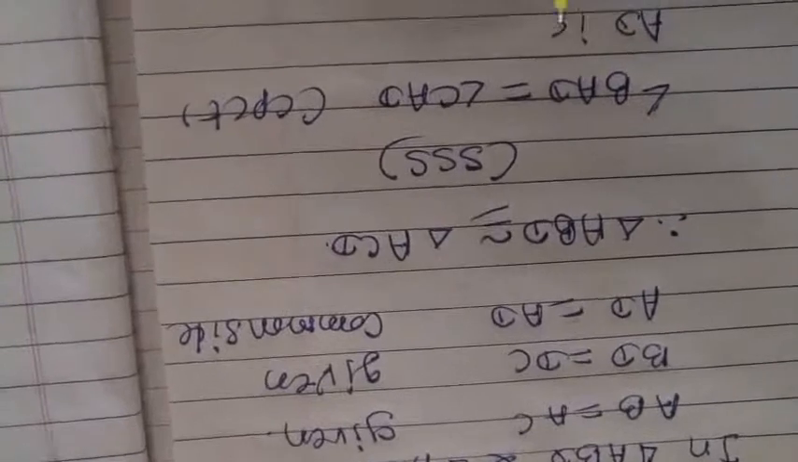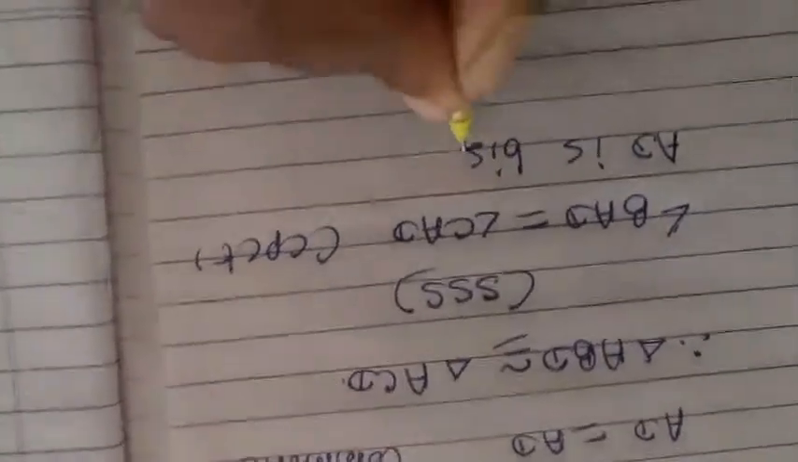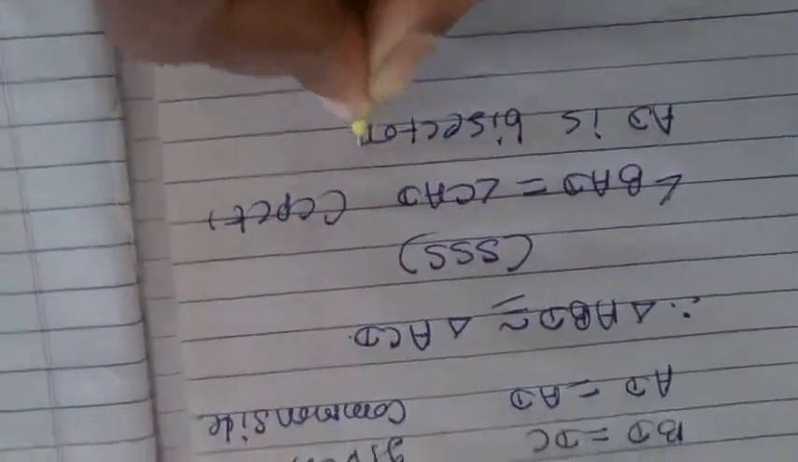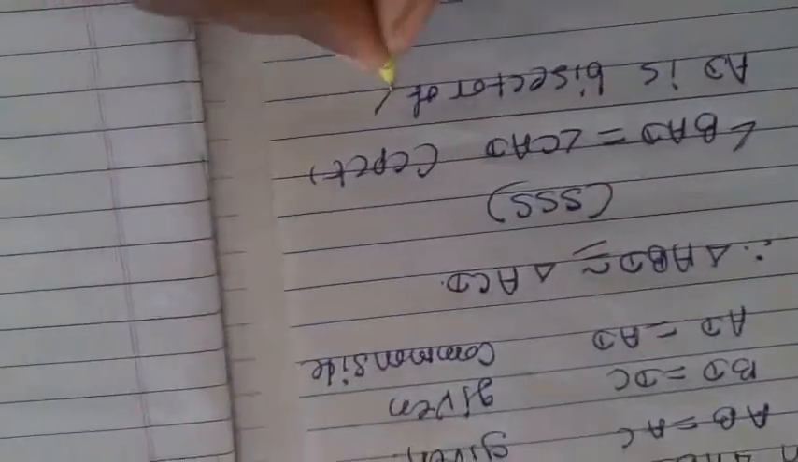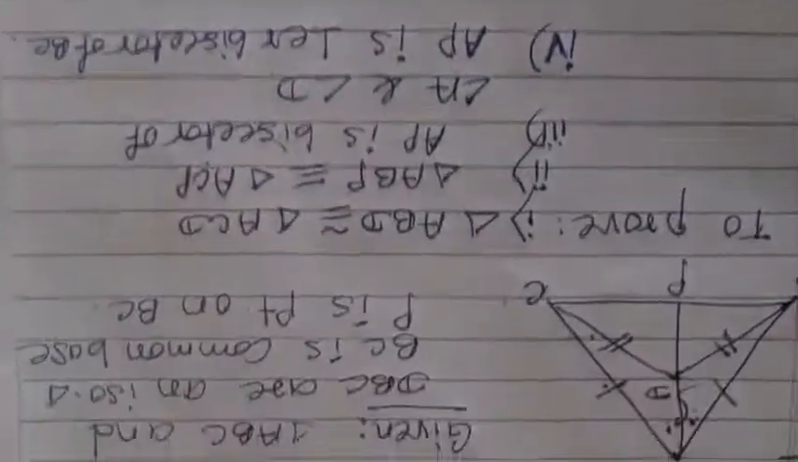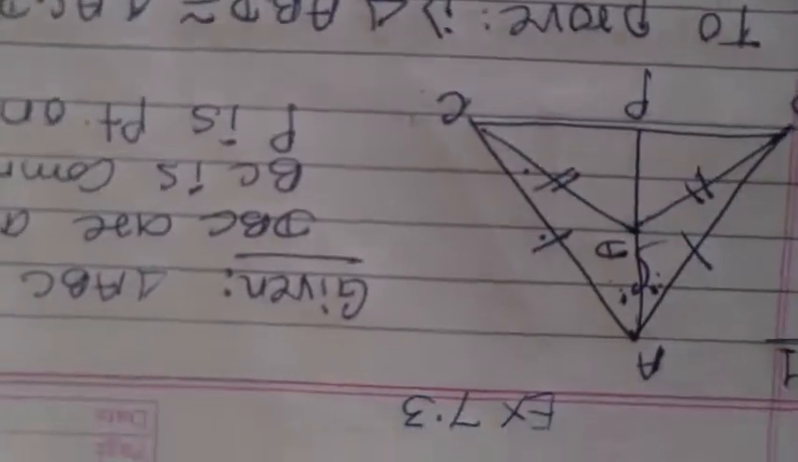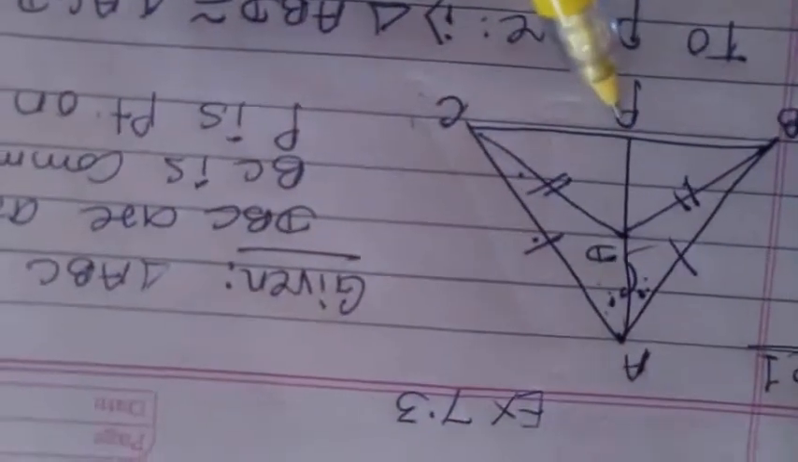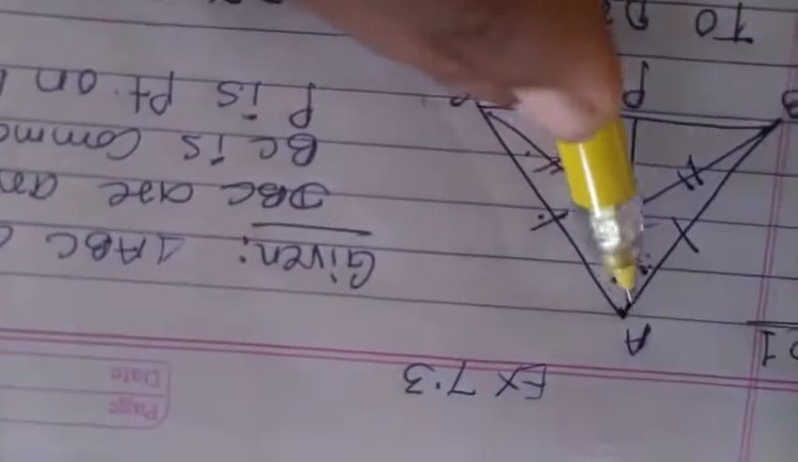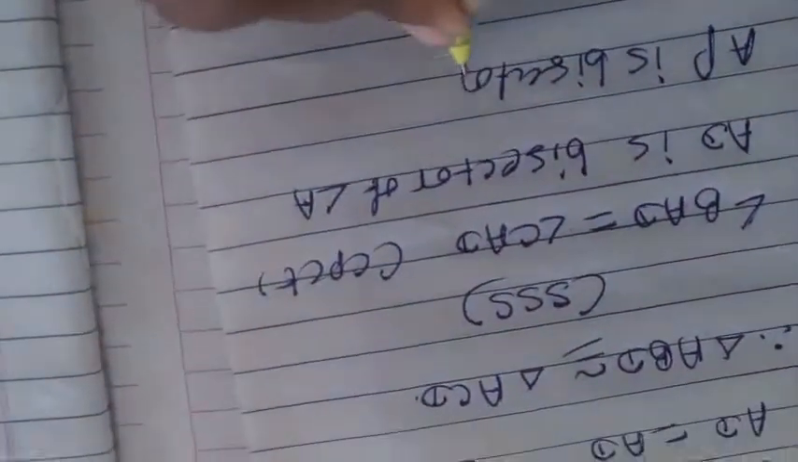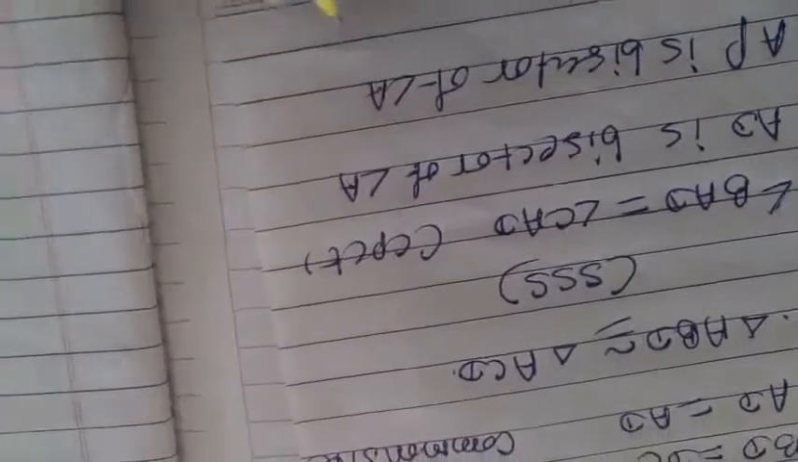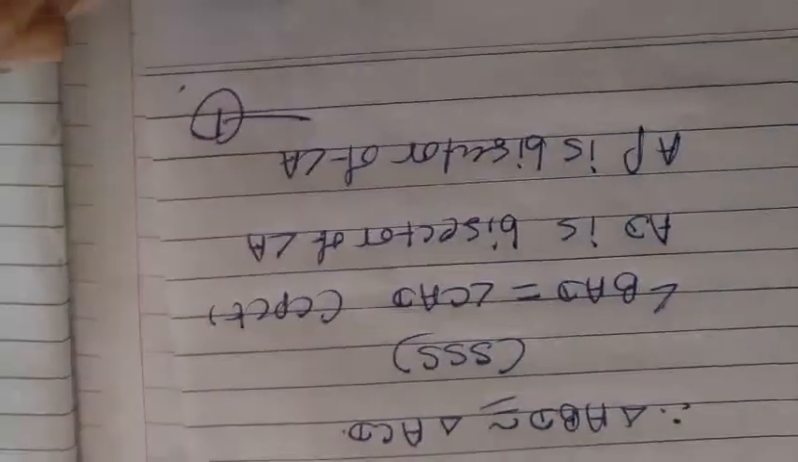These two angles equal means AD is the bisector of angle A. But AD is extended up to point P. AD segment and AP segment, these are overlapping, means we can say that AP is the bisector of angle A. Give equation number 1. You have to use it ahead, that's why give equation number 1.